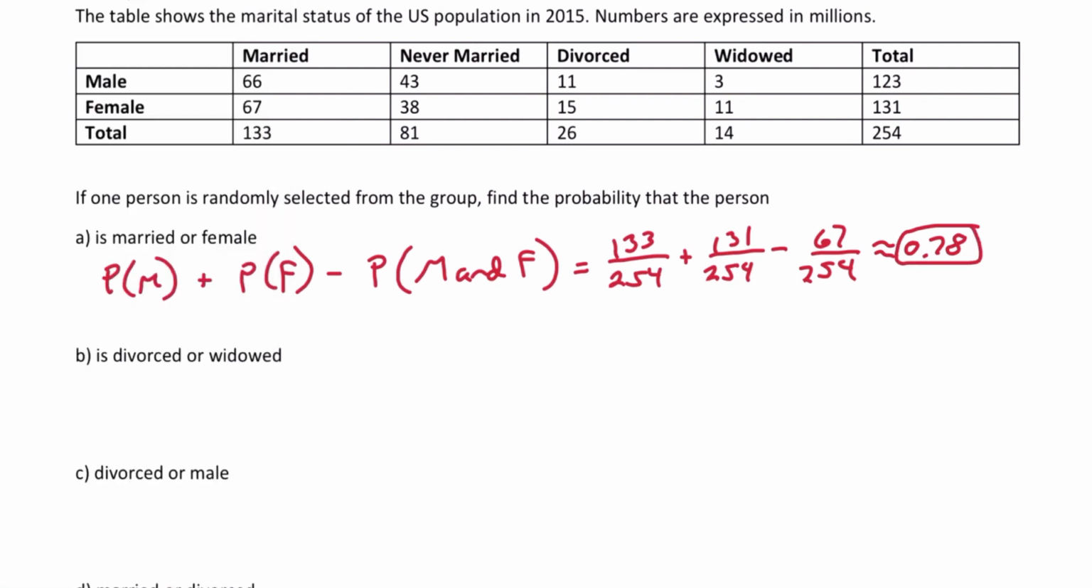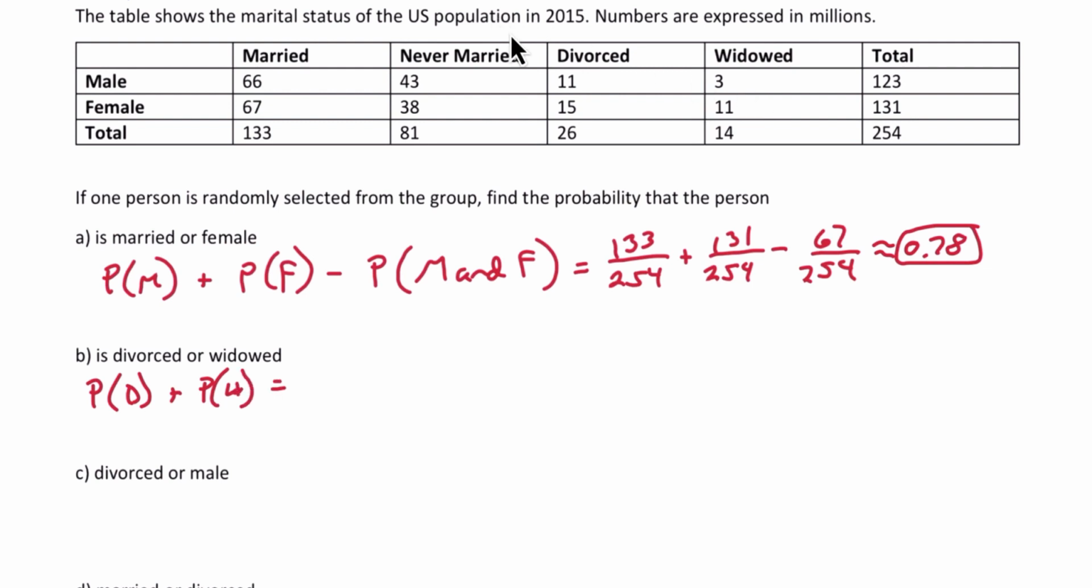Part B, what's the probability of selecting a person who is divorced or widowed? First, ask yourself, are they mutually exclusive or not? In this case, notice that divorced and widowed are in separate columns, so it's not possible for those to occur at the same time, meaning that these are mutually exclusive events. So we have the probability of divorced plus the probability of widowed.